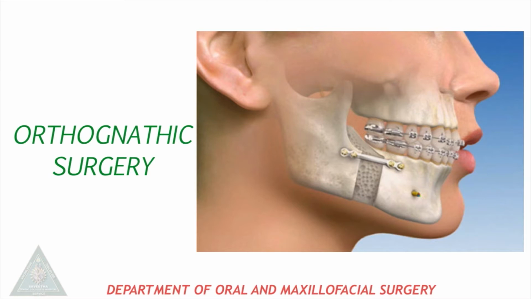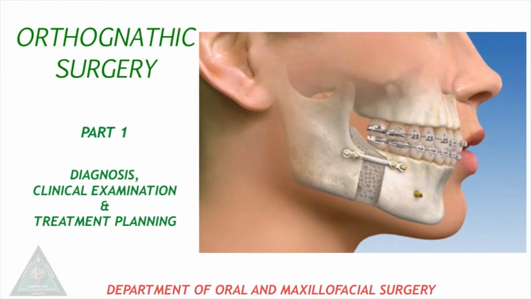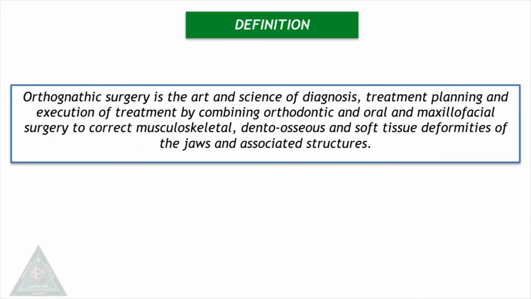Today's topic will be orthognathic surgery, and we'll be seeing about the diagnosis, clinical examination and treatment planning. Orthognathic surgery is defined as the art and science of diagnosis, treatment planning and execution of treatment by combining orthodontic and oral and maxillofacial surgery to correct musculoskeletal, dento-osseous and soft tissue deformities of the jaws and associated structures.